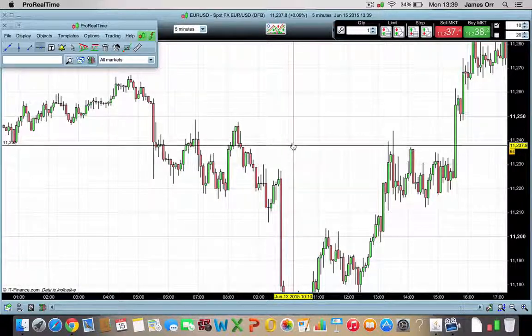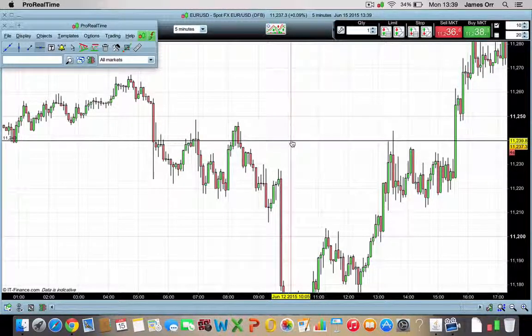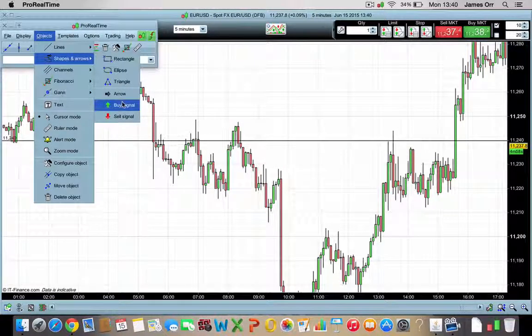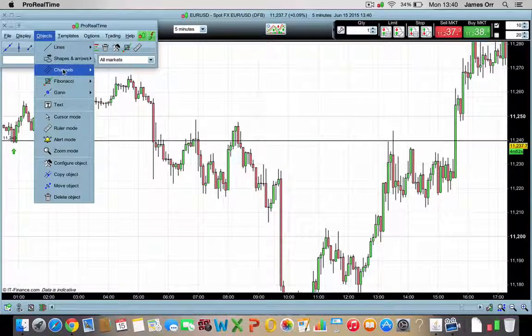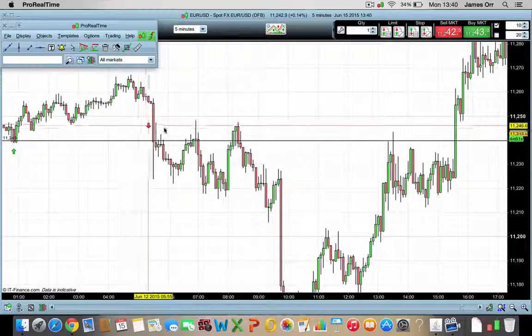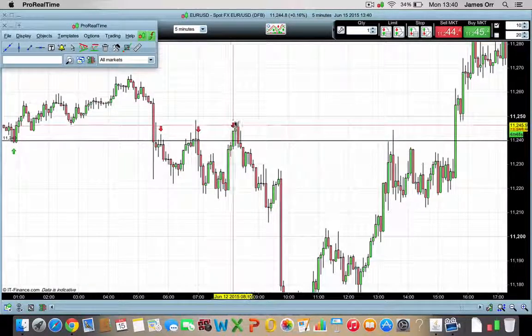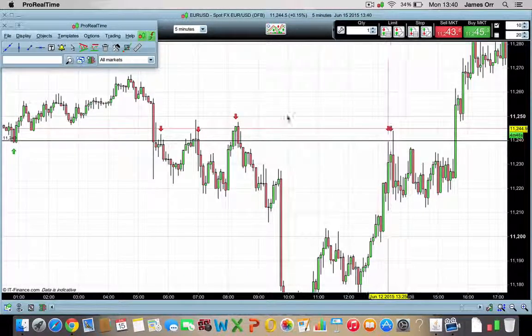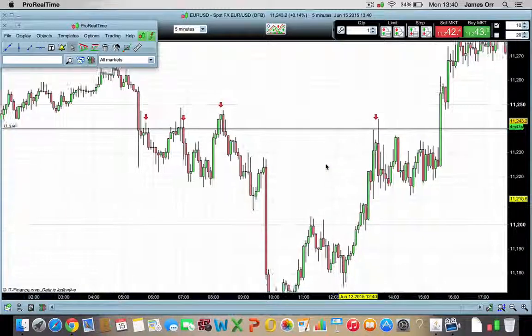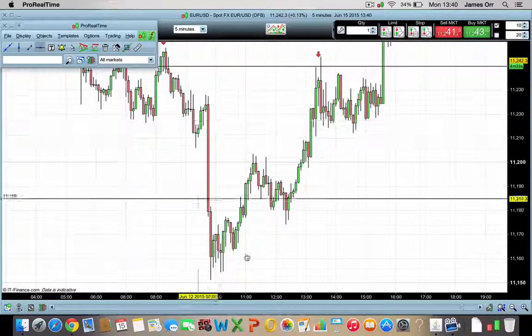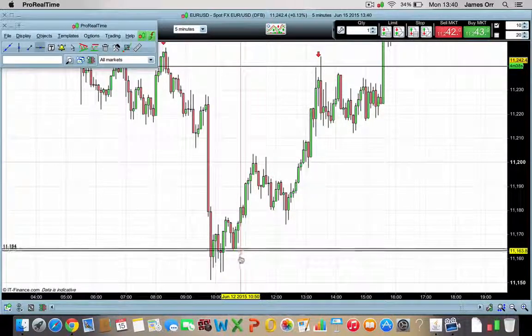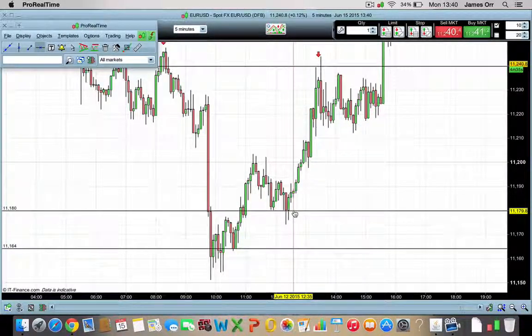You're just picking out the major zones where the market has turned around. You can see it's touched here, here, here, and here. So that's a fairly significant zone. Well, certainly for scalping it is. You've got another one down here. You've got another one here.